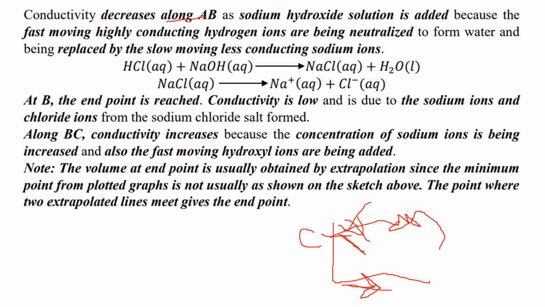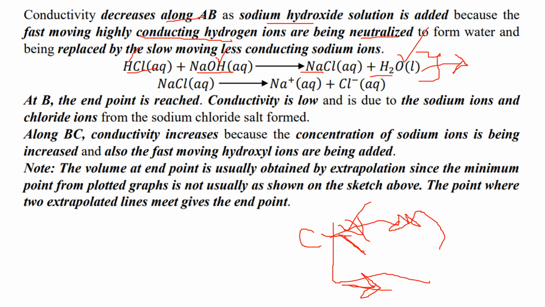So also in this statement you're telling you that the decrease along AB due to additional sodium hydroxide is because your fast moving and highly conducting hydrogen ions are being neutralized, and they're being neutralized by the hydroxide ions that are coming from the sodium hydroxide solution. So making an equation for that, you write hydrochloric acid reacting with sodium hydroxide giving you salt together with water. But the simple ionic equation is going to be the hydrogen ions reacting with the hydroxide ions to give you water. Now remember that water is simply a molecule, so it's not a conducting particle. That's why conductivity tends to decrease.